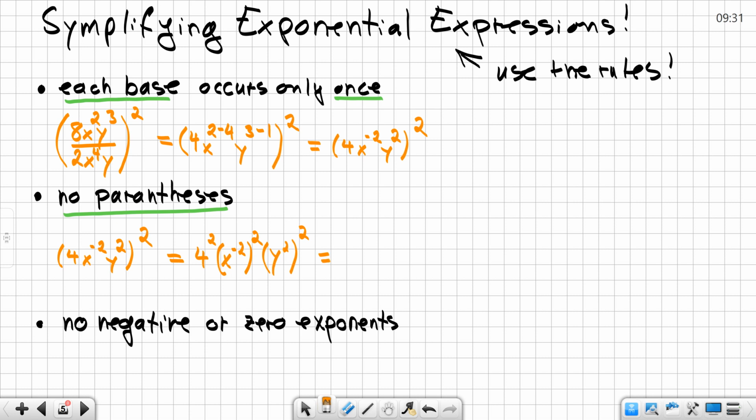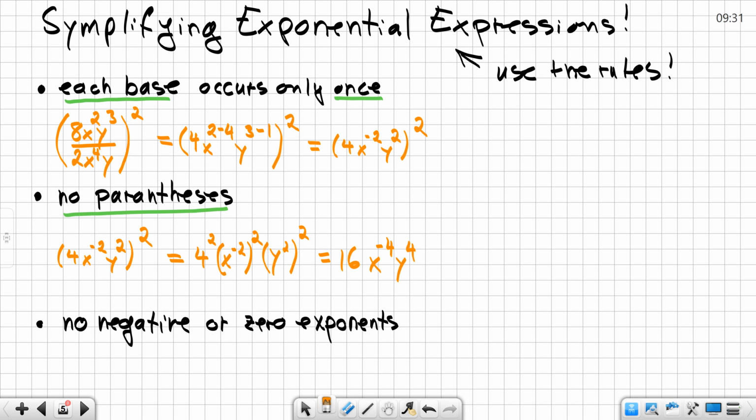And I further simplify. 4 squared, now that is 16. X to the negative second, raise it to the positive second. What do we have to do with these two exponents? They have to be multiplied. 2 times a negative 2 is a negative 4.